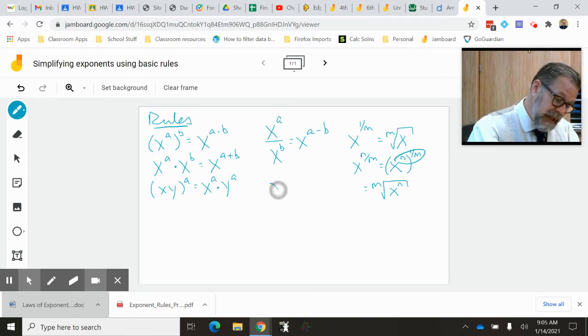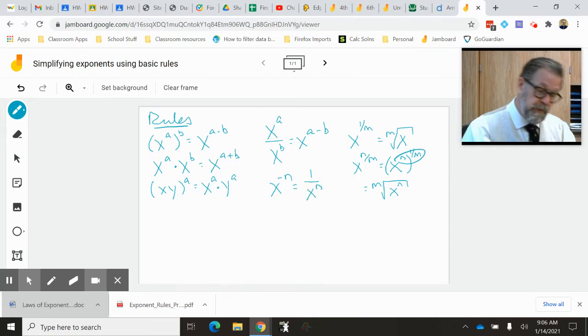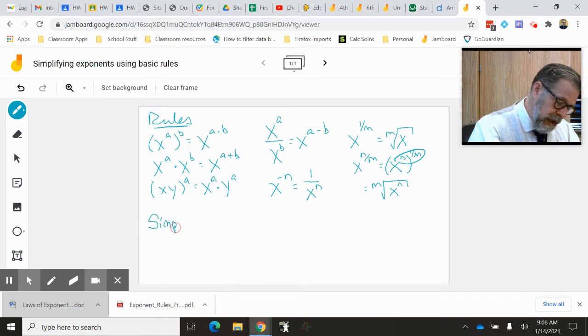And then finally, anything to a negative power does not make the number negative. What it does is it makes it the reciprocal of the positive power. So what do we do? What are we looking at when we say simplify an expression with exponents?